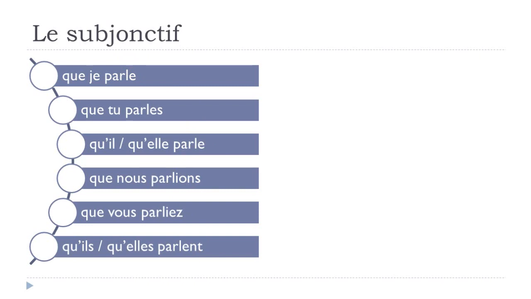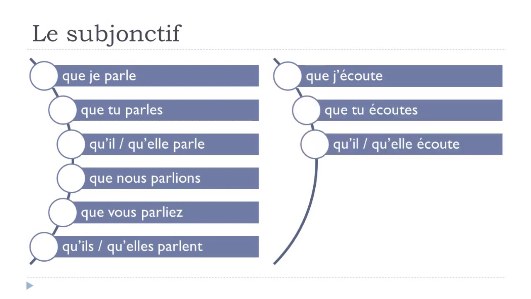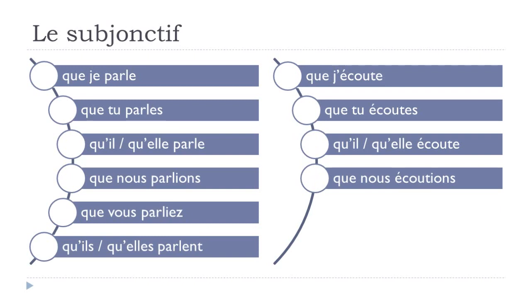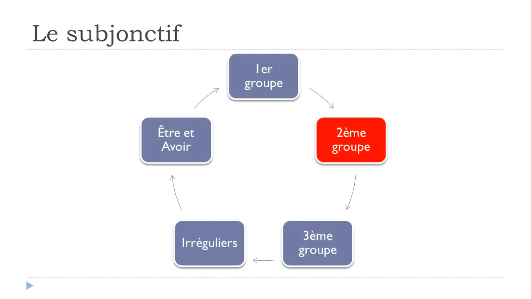Let's take a second verb. Que j'écoute, que tu écoutes, qu'il écoute, qu'elle écoute, que nous écoutions, que vous écoutiez, qu'ils écoutent, qu'elles écoutent. And it is exactly the same thing. This is like the present, and this is like the imparfait. Okay? Parler is to speak or to talk. Écouter, to listen. All right? So now let's see how it goes for the second group.